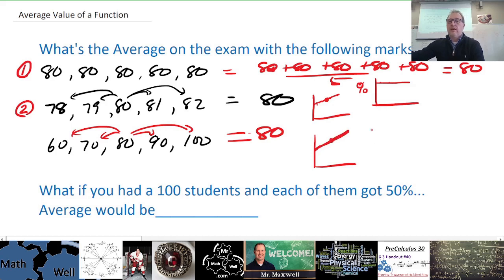Okay. So what if 100 students, and each of them got 50%, the average then would be what? You got 100 students. Each of them get 50%. The average is 50%. It's just like this one, okay? There's 50%, they all get 50.